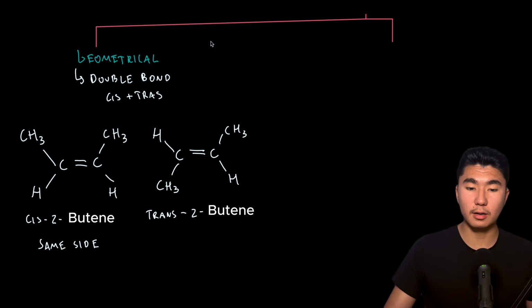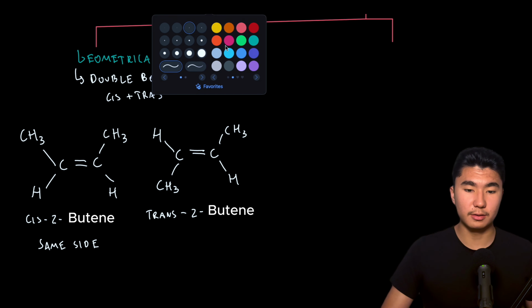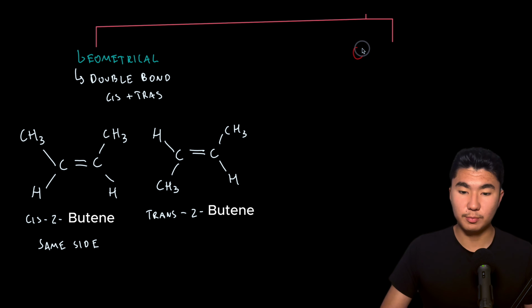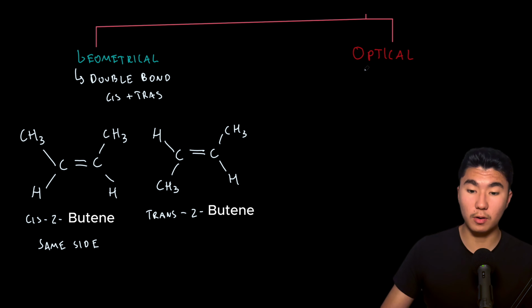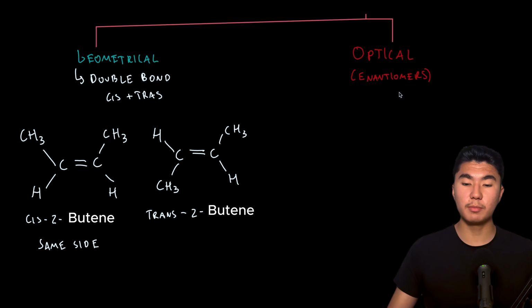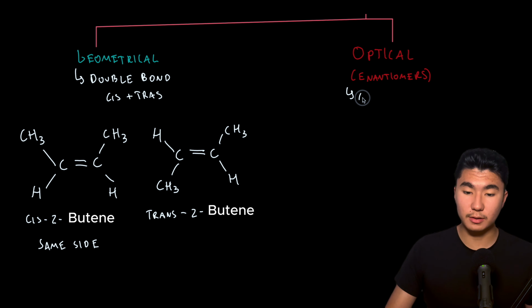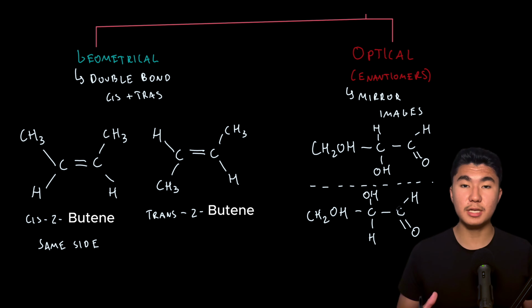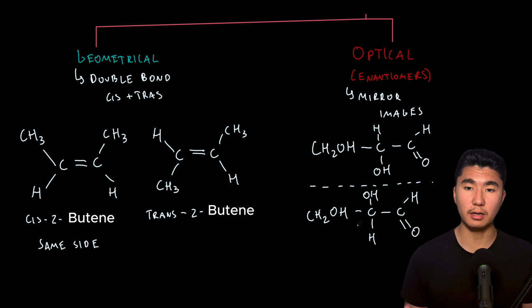Now, our other stereoisomer that we need to talk about is going to be optical. Another word for optical is enantiomers. What makes these isomers special is that they are mirror images. So here's an example of our optical isomers, or our enantiomers, where we're going to have an exact mirror image of, for example, D-glyceraldehyde on top and L-glyceraldehyde on the bottom. And this is what makes them enantiomers.